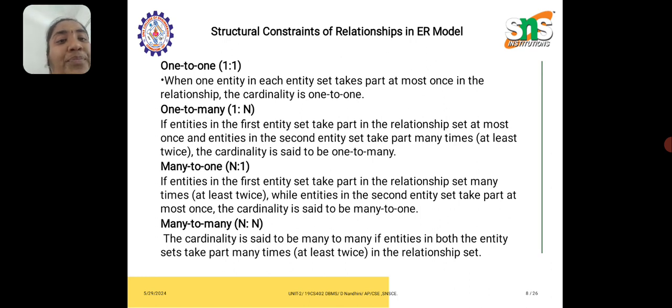Next is many to many. The cardinality is said to be many to many if entities in both entity sets take part many times. For example, on the left side there will be many entities, for example A, B, C, D, and on the right side there will also be many entities, as E, F, G, H. So each entity can have relationships with many entities.